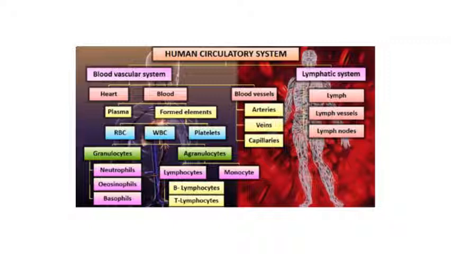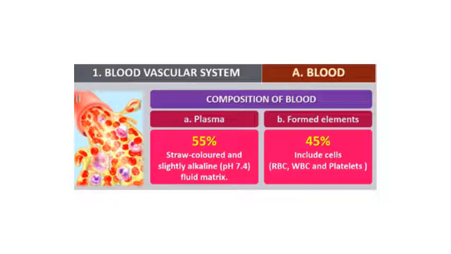Now let us study more about blood. So the blood, as we saw earlier, is made up of plasma, that is the liquid part, and the solid components. So the solid components are the cells, WBC, RBC and platelets, and plasma comprises of 55% of the blood, which is the liquid part of the blood. Okay, it is straw colored and it is slightly alkaline. Slightly alkaline means it has basic pH of around 7.4.